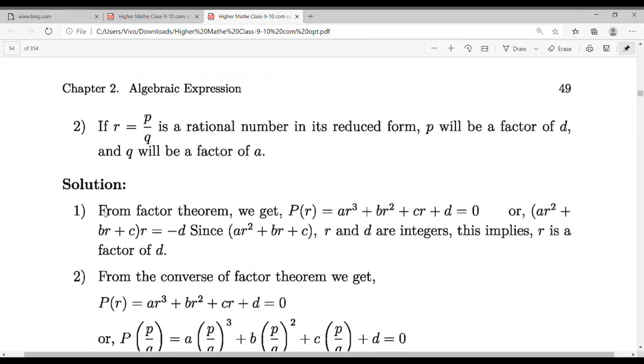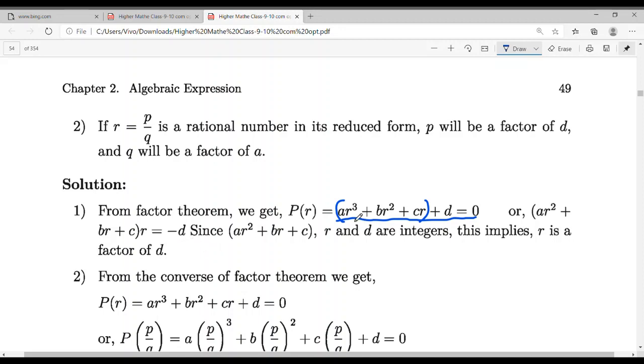Now proof. From converse of factor theorem, we get p of r equal to 0. Replacing r in place of x, we get ar cube plus br square plus cr plus d equal to 0. Now taking r as common from here, you get ar square plus br plus c into r equal to minus d. D changes side, so minus d.